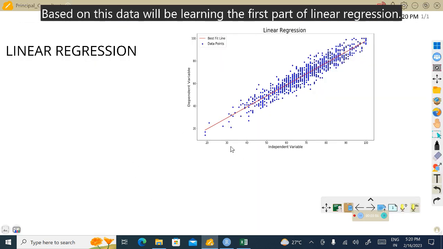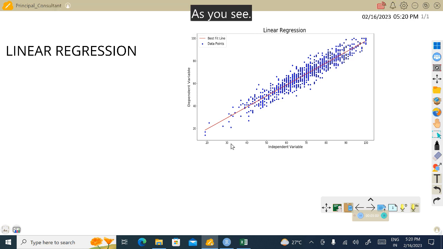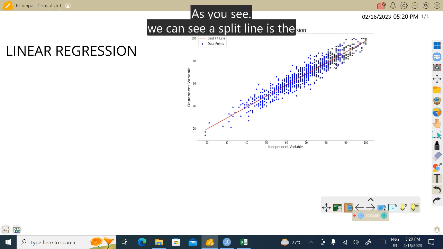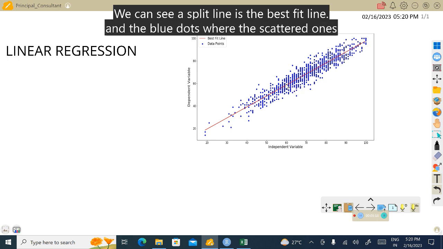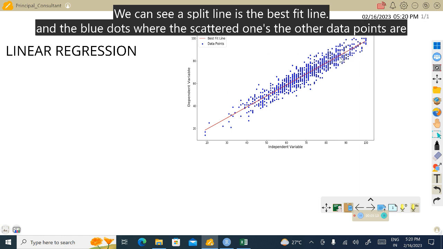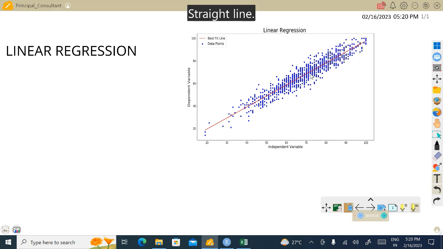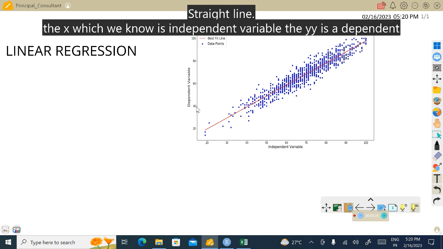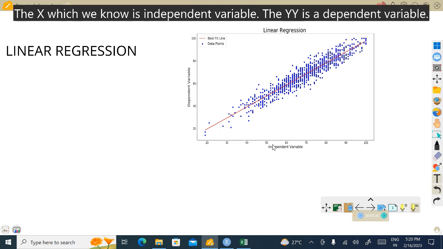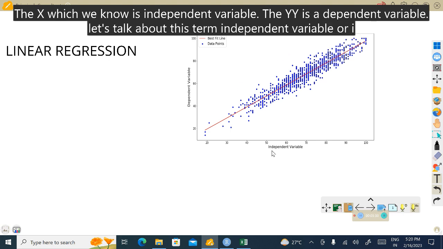As you see, we can see a straight line is the best fit line, and the blue dots, or the scattered ones, they are the data points around this straight line. The X, which we know is the independent variable, the Y is the dependent variable. Let's talk about this term independent variable, or IV. Why are they called independent variables?